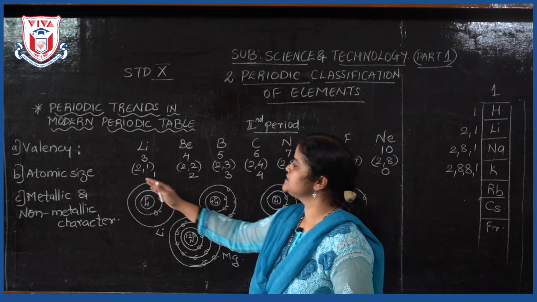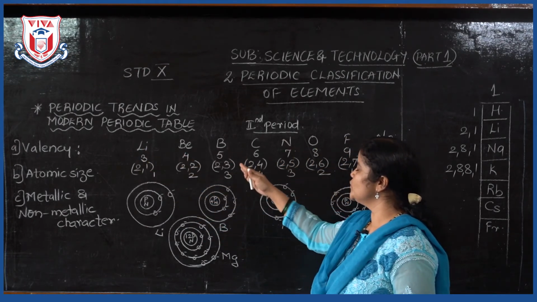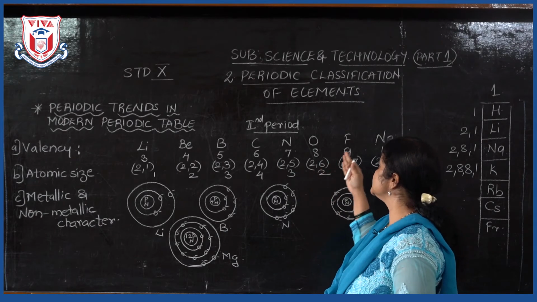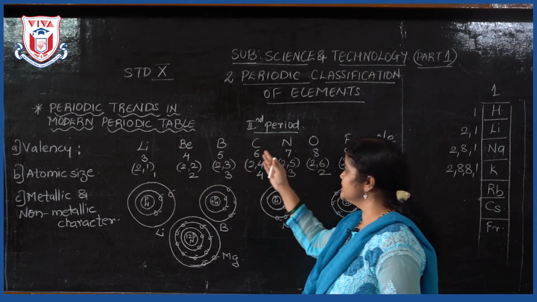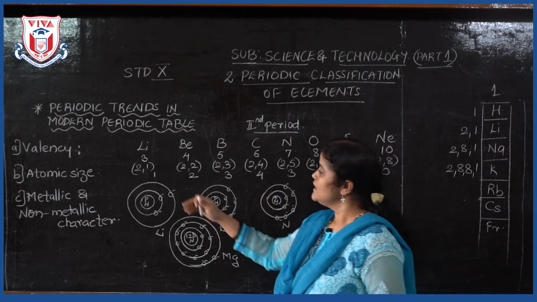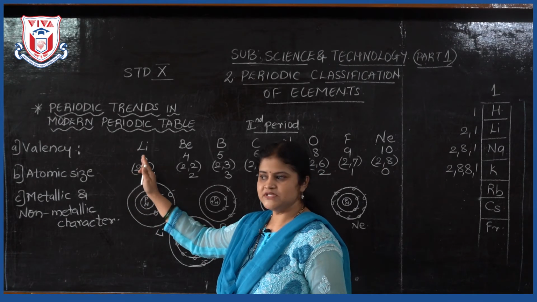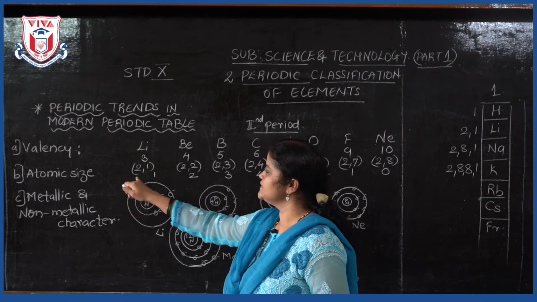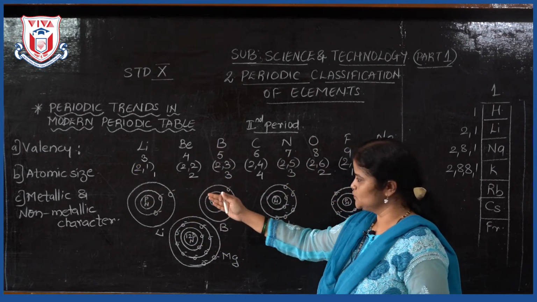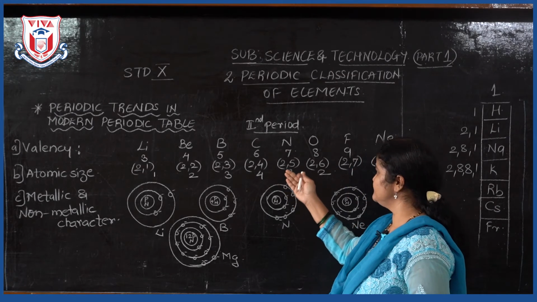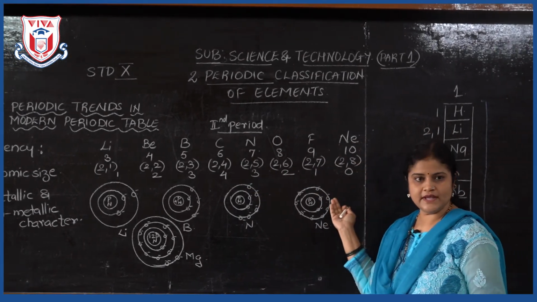Here, if we observe the second period elements, we can see lithium, beryllium, boron, carbon, nitrogen, oxygen, fluorine and neon. And these are the atomic numbers of all the elements. According to that, the configuration gets distributed into the orbits or the shells. So lithium is having the configuration 2 and 1. Likewise, beryllium as 2 and 2. Likewise, carbon as 2 and 4, oxygen 2 and 6, fluorine 2 and 7, and neon 2 and 8.